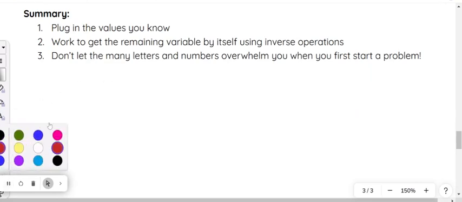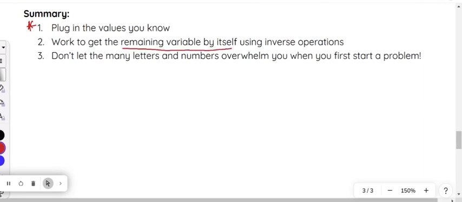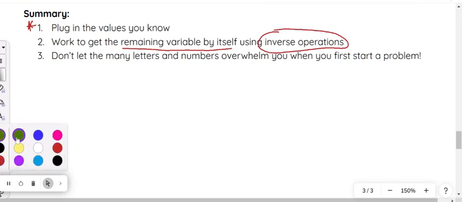So in summary, we always want to start by plugging in the values that you know. If you can start by doing that, that's going to lessen the overwhelmingness of looking at all those letters and all those values that are given. And then once you do that, you always want to work to get the remaining variable by itself. And again, sometimes you're going to have to use inverse operations to do that. Sometimes you won't, but sometimes you will. So just be ready for that.